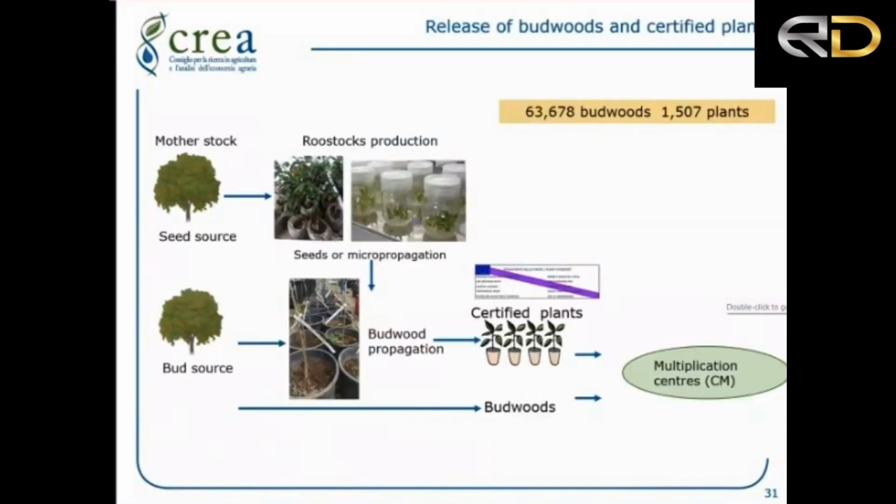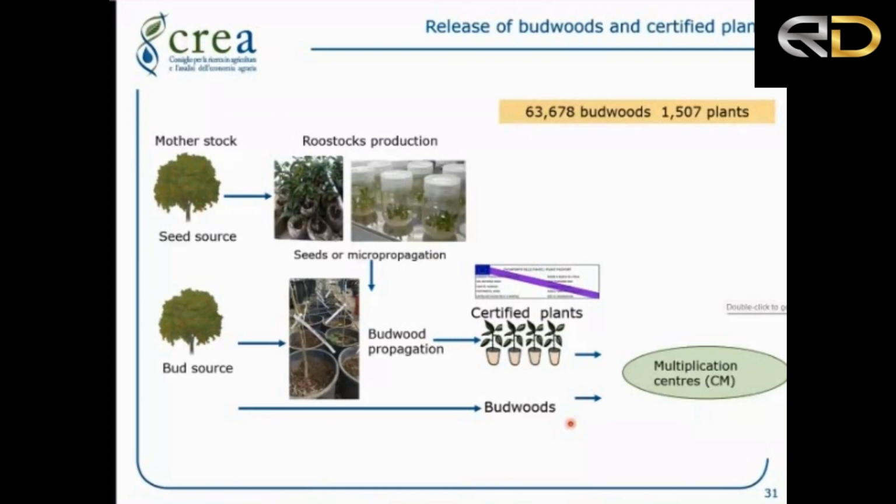Certified propagation material is released to the multiplication centers as buds or assembled plants. In this case, we produce the certified rootstock directly from the mother plants by seeds or by micropropagation. After, we graft the rootstock with the bud taken from the bud source certified plants, and when assembled, the certified plants can be released to the multiplication centers. We can also release directly the buds to the multiplication centers.